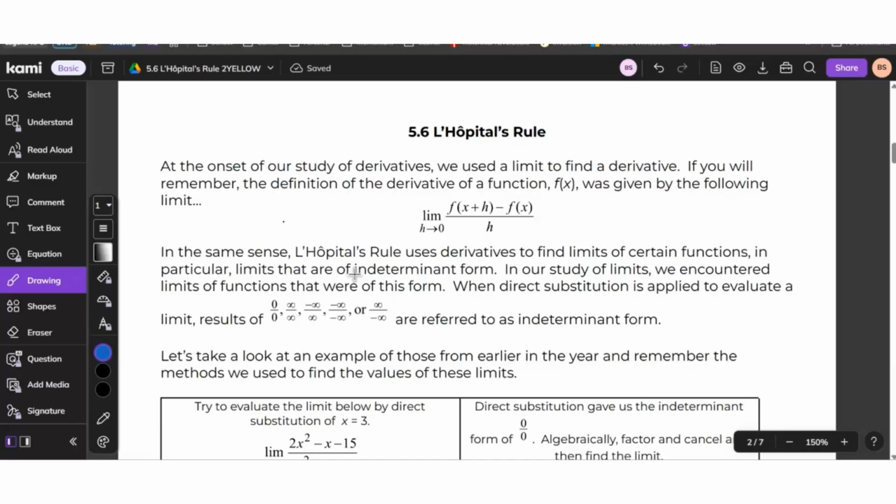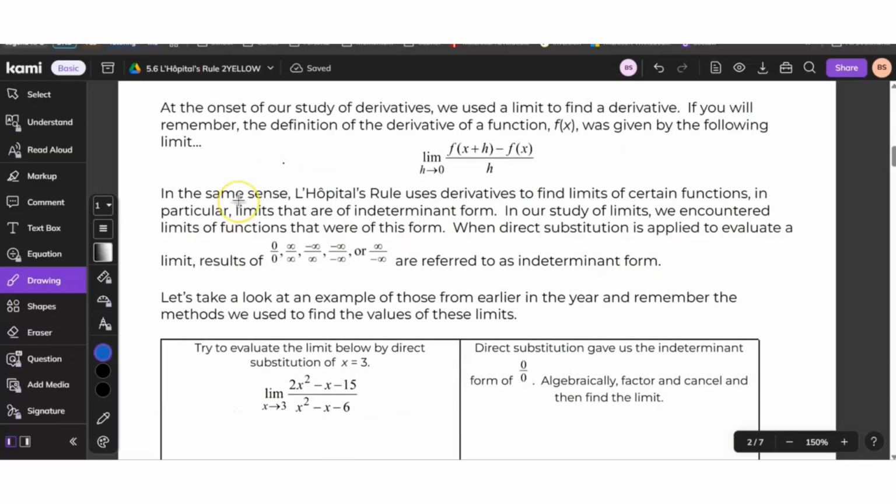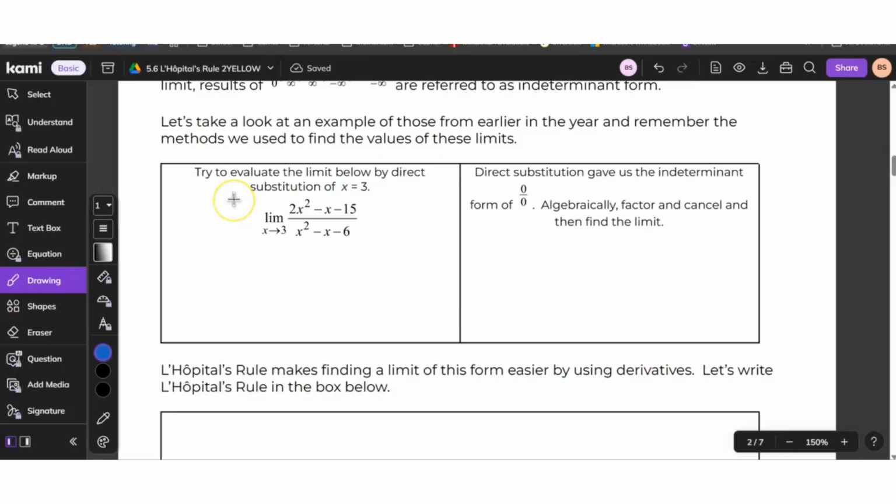At the onset of our study of derivatives, we used a limit to find the derivative. If you remember, and it's on the wall, we did that. In the same sense, L'Hopital's rule uses derivatives to find limits of certain functions, in particular, limits of indeterminate form. So remember, before we got these ugly things that were like 0 over 0, infinity over infinity. And what did we have to do? We had to do some factoring and go back to pre-calc. And that was lame. Well, not lame, but it was long. So what we're going to do is an example of that. And then I'm going to show you a better way.